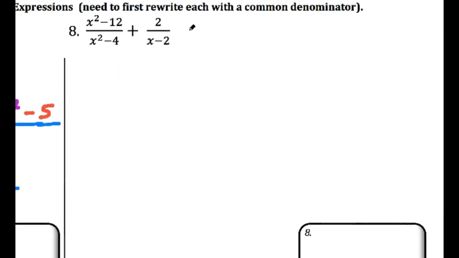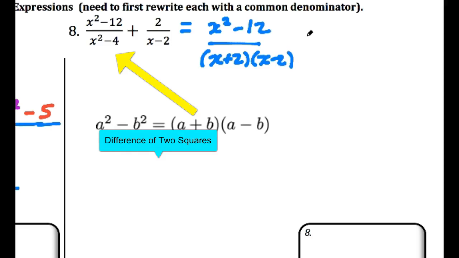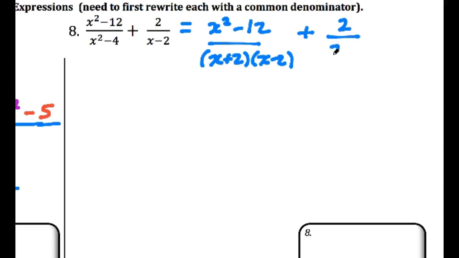Our second example is a little more challenging. I'm going to go ahead and factor the denominator here. I'm going to have x over x squared minus 4, which is x plus 2 times x minus 2, and then we're going to add to that 2 over x minus 2. So the first thing you want to do is find the common denominator. Notice both of them have an x minus 2. So the common denominator is just x plus 2 times x minus 2.